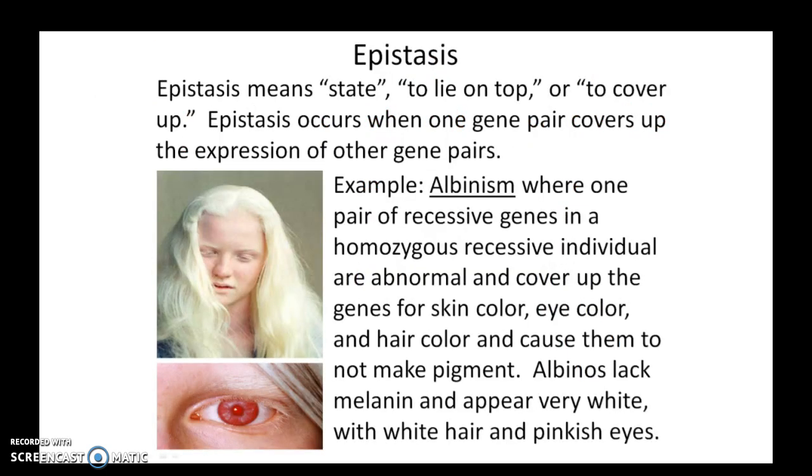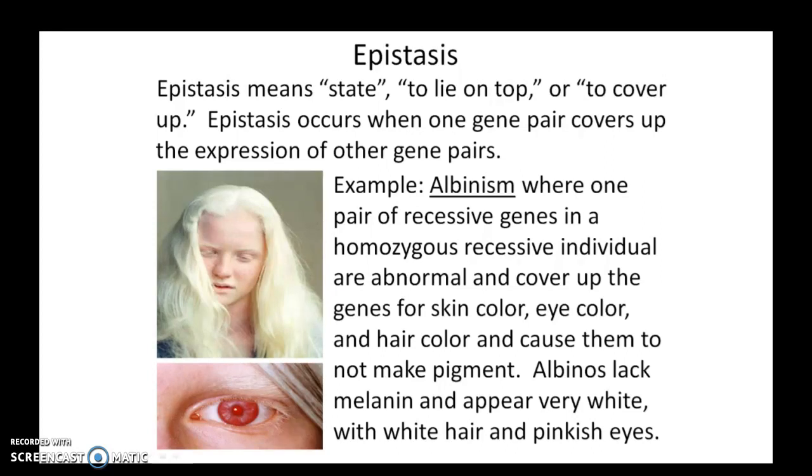Epistasis is the next topic we'll be talking about. Epistasis means to lie on top of or to cover up. Epistasis occurs when 1 gene pair covers up the expression of other gene pairs. So for example, albinism. Albinism is a pair of recessive genes. So if you have albinism, you are actually homozygous recessive.